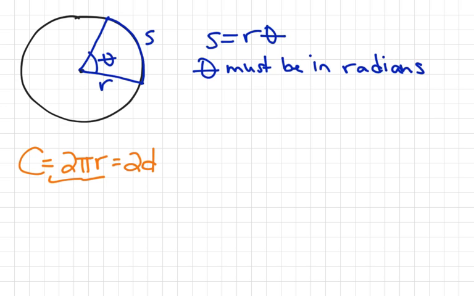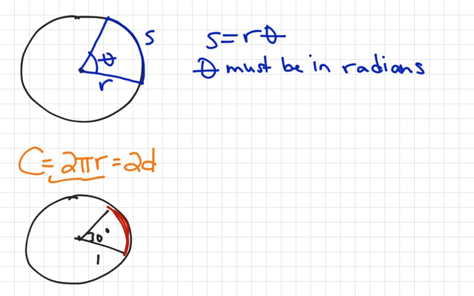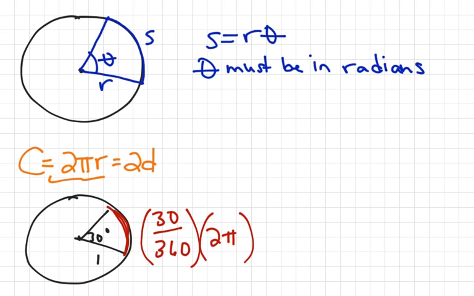So if, for example, I gave you a 30-degree angle, and I said the radius was 1, you would find the length of this arc by first doing 30 over 360, because remember, it's not a full circle, it's only this percent of the circle, and you would multiply that by 2 times pi times the radius. And that would tell you the length of the arc.